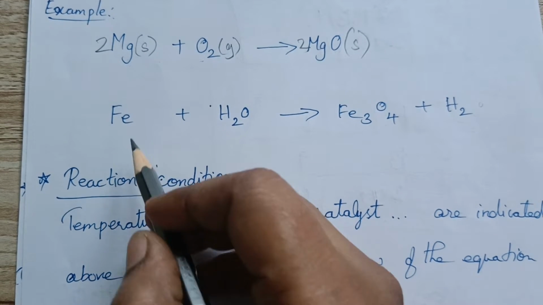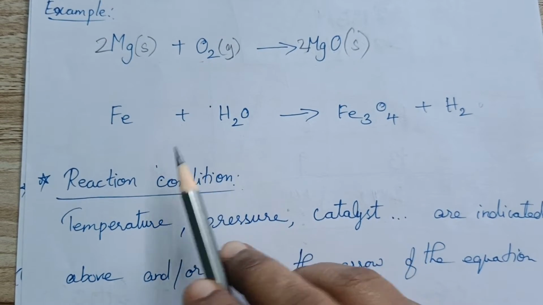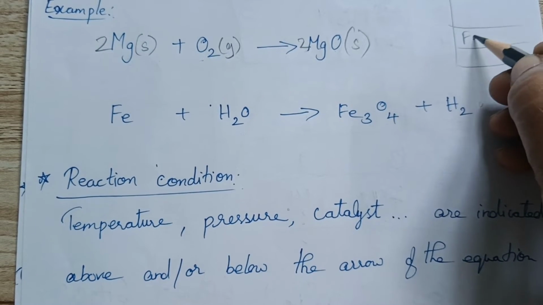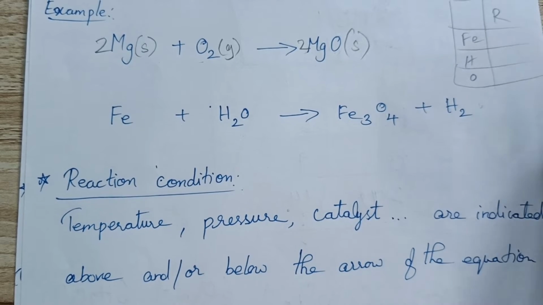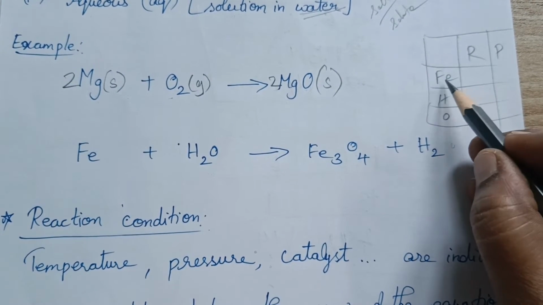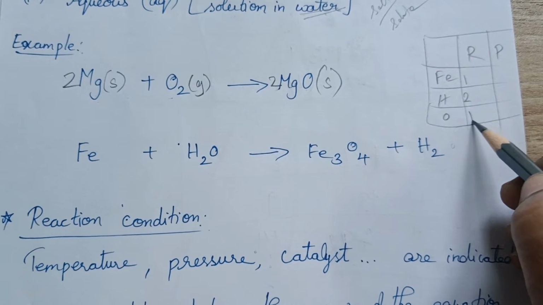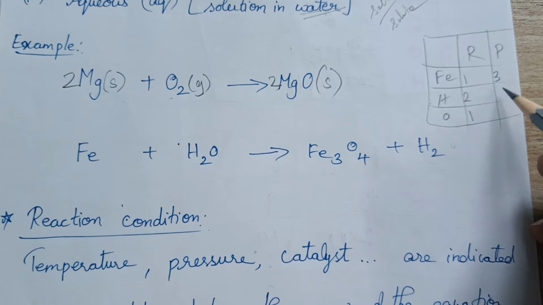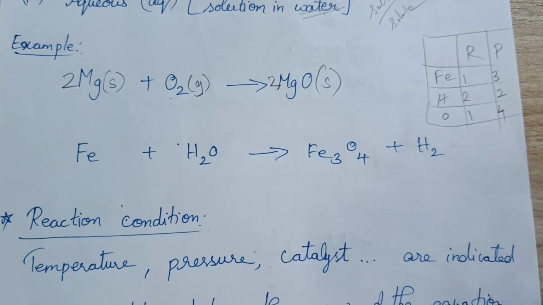So first balance the equation. We put the column: Fe is there, H is there, O is there. Reactant side and your product side. How many Fe are there? 1 here, 2 H here, 1 O. On the product side, 3 Fe are there, and oxygen is 4 and hydrogen is 2.